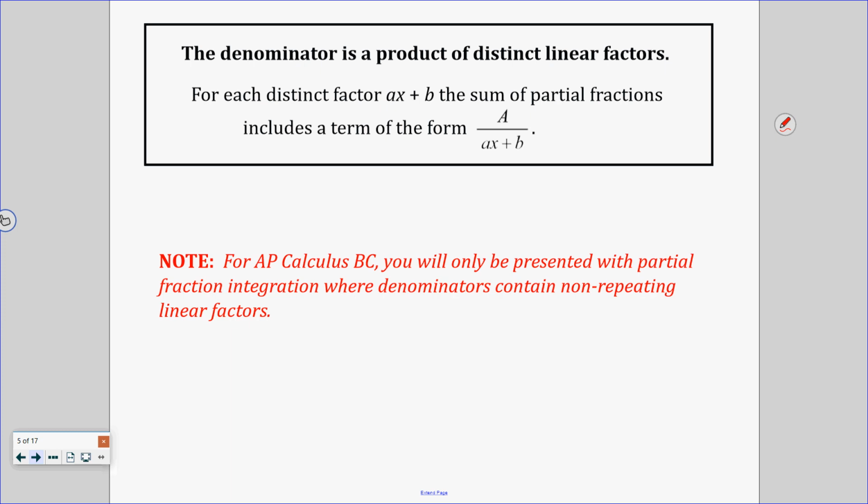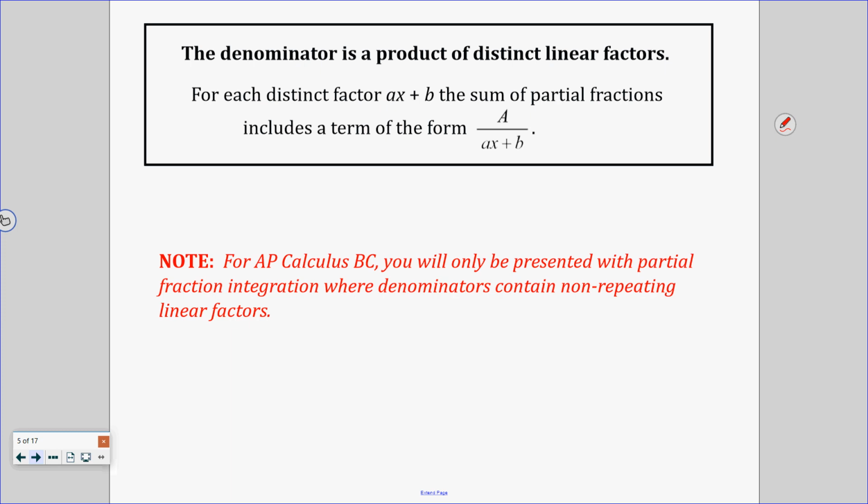So, the denominator needs to be something that's a product of distinct linear factors. So the sum of the partial fractions will all be some constant a, some number over ax plus b, some linear factor on the bottom.